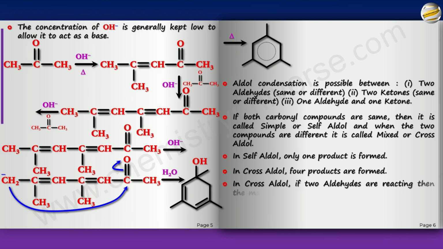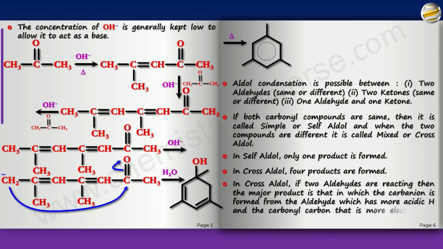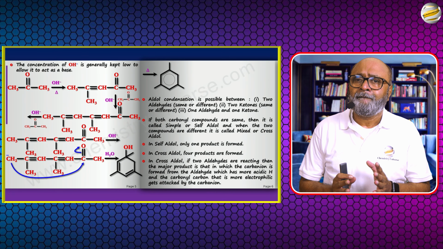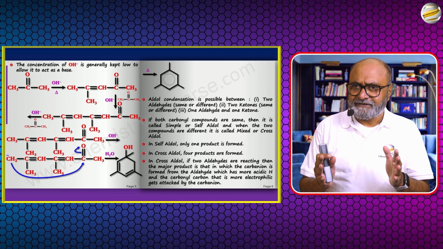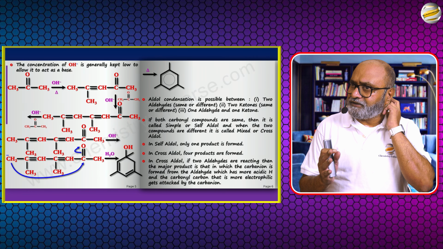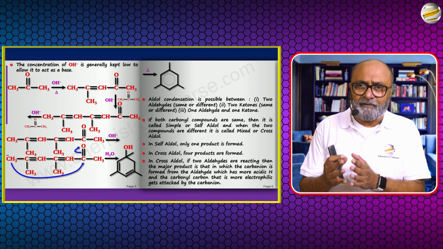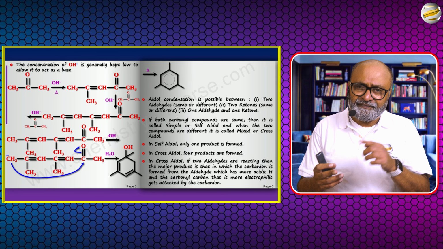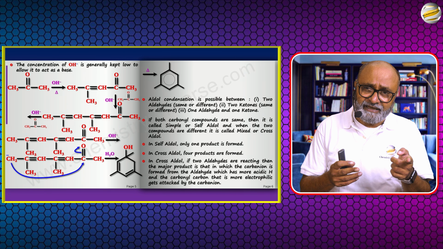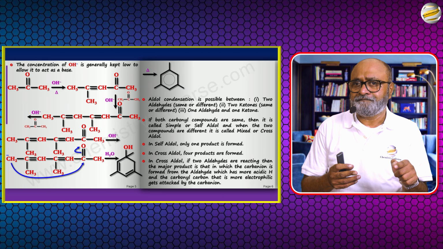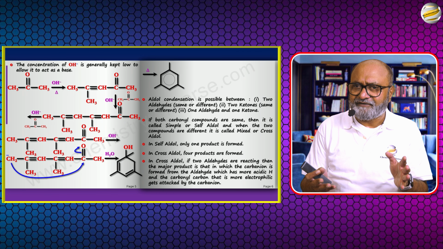In cross-aldol, if 2 aldehydes are reacting, then the major product is that in which the carbanion is formed from the aldehyde which has more acidic H, and the carbonyl carbon that is more electrophilic gets attacked. So this is the way it goes. If you have 2 aldehydes, now you might wonder, okay, which one will form the carbanion and which one will get attacked? Well, that will form the carbanion which has more acidic H, and that carbonyl carbon will be attacked which has more electrophilic nature. And that will be evident when I give you some examples.